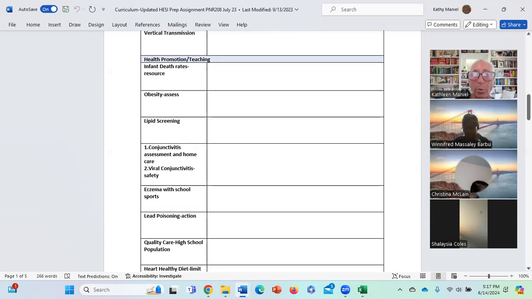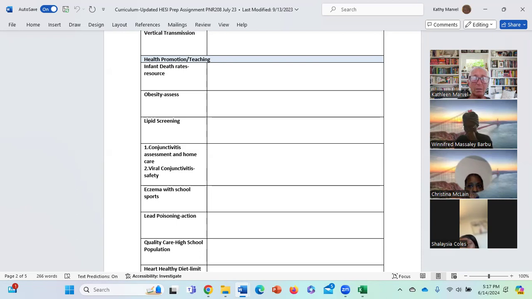This next section is a pretty big section, encompassing a lot: health promotion and teaching. We covered this concept through the term, but look at all of the different aspects of health promotion and teaching that the HESI will address.